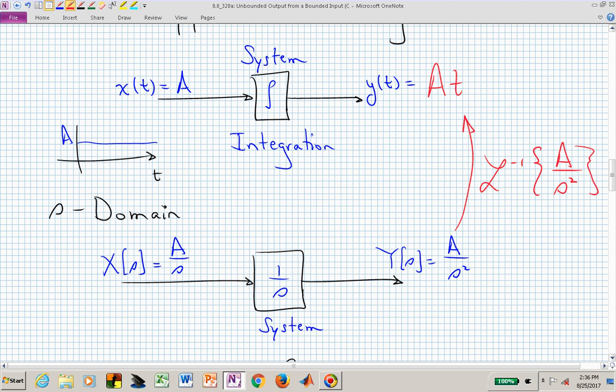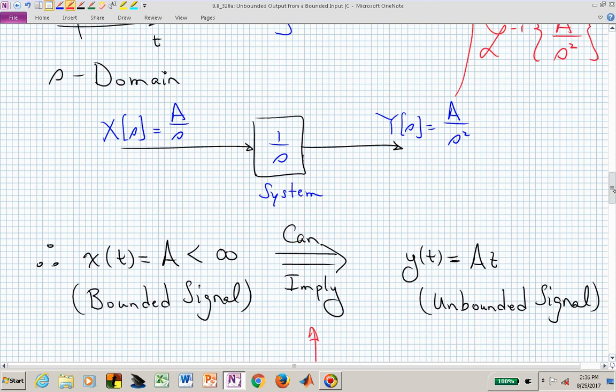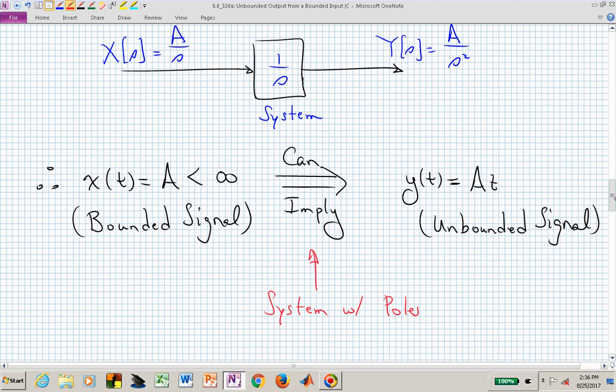Now, if we place a signal that also has a pole at that location, that now produces a repeated pole on the imaginary axis, right at DC or right at the origin, and that now leads to unbounded behavior in the time domain. So what we're seeing is that we can take a bounded input signal, a constant, and that can produce an unbounded output signal.